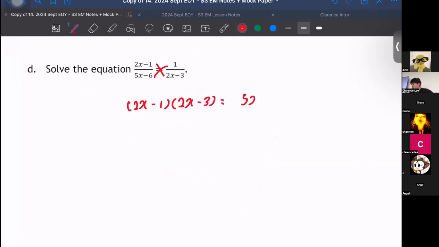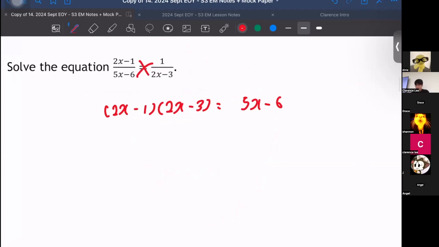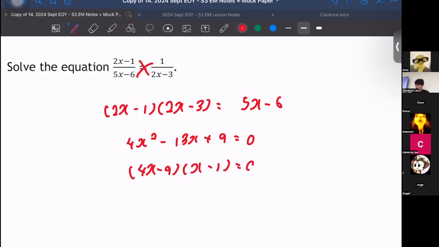So you will just get 5x minus 6 times 1. Okay, then from here you expand the whole thing and simplify. You will get 4x squared minus 13x plus 9 equals to 0, which according to the calculator can be factorized into 4x minus 9 and x minus 1 equals to 0. So x must be equals to 9 over 4 or x must be equals to 1.